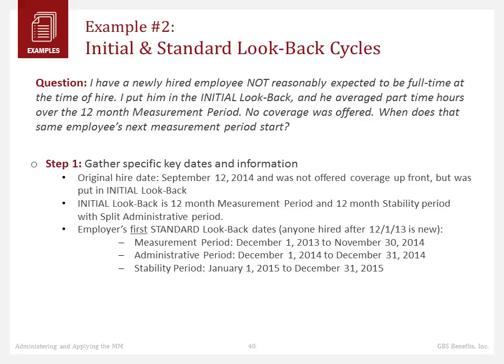Okay. So, step 1, we need to gather specific key dates and information. First of all, and this is what you'll do when you have a question that comes up, you're going to look at the original hire date. When was this newly hired employee hired? September 12, 2014, and this employee was not offered coverage up front but was put in the initial look back. We know that. The initial look back they chose is a 12-month measurement period and a 12-month stability period with a split administrative period. We also need to know when this employer's standard starts.